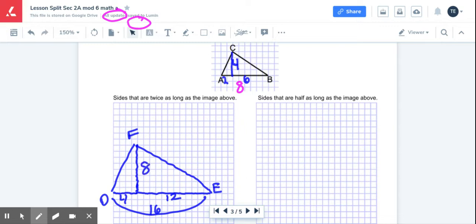We have to do the same type of thing when we're making it half as small. So half of 8 is 4. So I'm going 4 across. And I'm going 2 up. And I make a little tiny triangle. And this one is G, H, I. So you need to have it angled in the same type of manner. So you got to pay attention to that.